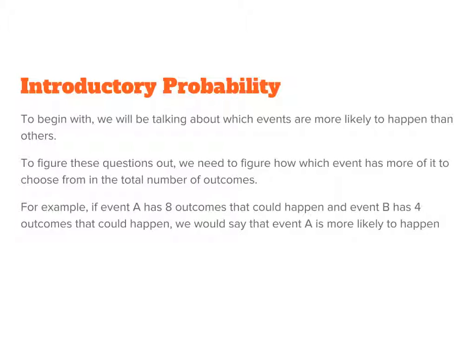For example, if we have two events, and event A has 8 outcomes that could happen, and event B has only 4 outcomes that could happen, we would say that event A is more likely to happen.